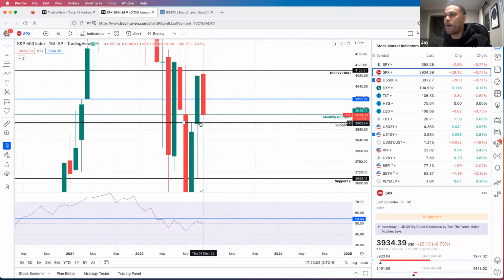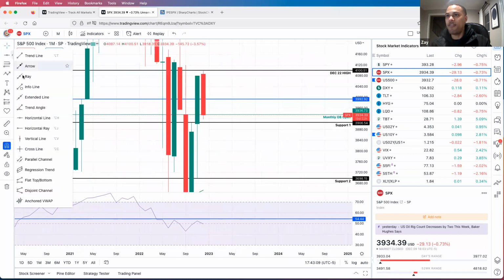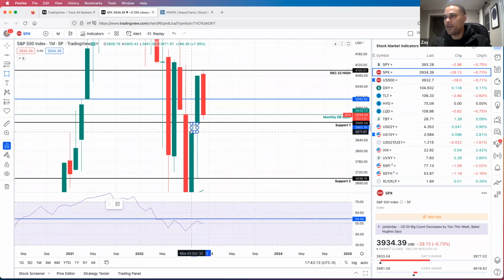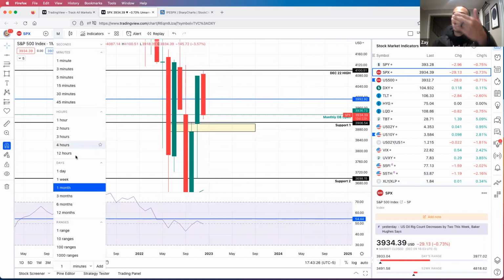Now, the second part is we got to say, if this is a monthly order block, then we also have a monthly volume gap right here, right? And that monthly volume gap puts you right at, let's just say the bottom of it is 38.70. Now, let's kind of chop it down a little bit.